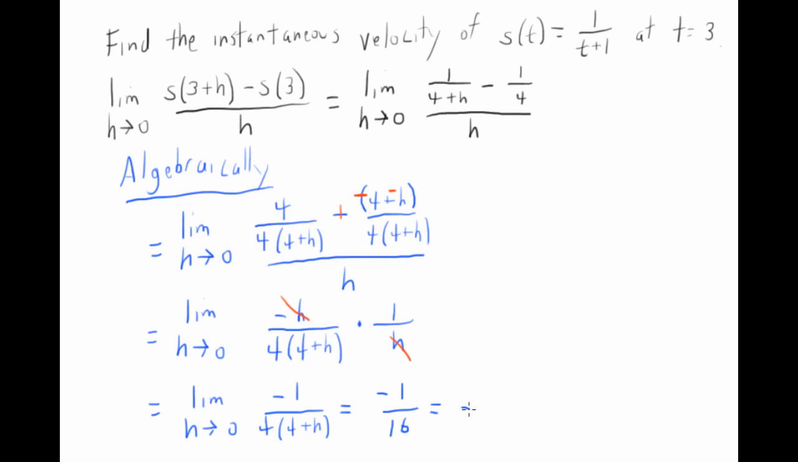And heck, look at this, in decimal form, that is exactly the guess that we got earlier. That is negative 0.0625. In class, we will talk about how to do this graphically as well, so there's one more way to do this. But the purpose of this video is to help you understand how we can find an instantaneous velocity in two different ways. We did it numerically, we did it algebraically.